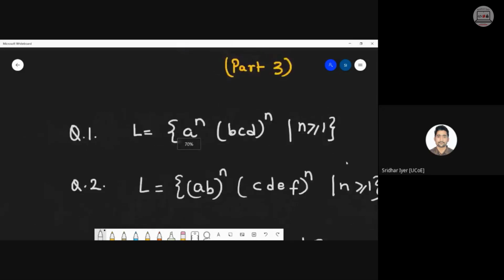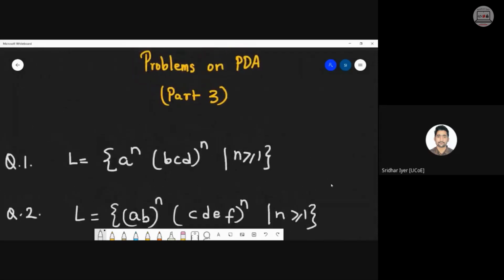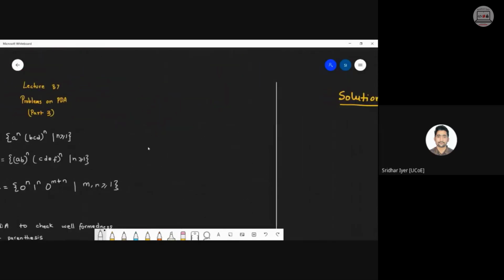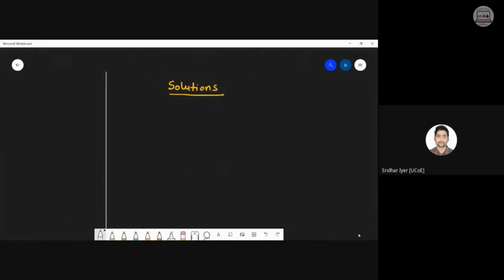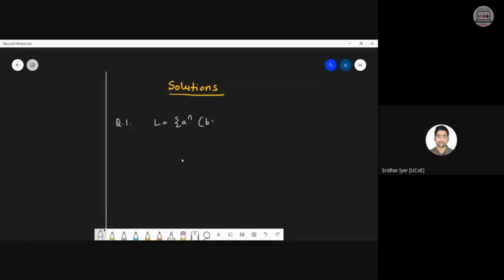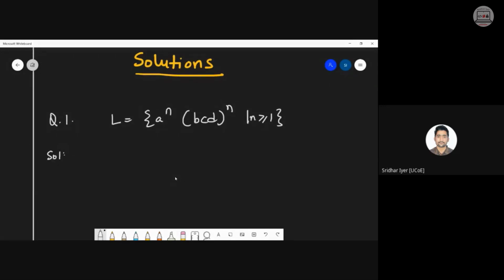Am I clear? So basically for the first B, we need to change our state. For the C, we need to change our state. And as soon as we reach D, we need to pop. Okay. So how will we solve this now? I'm writing it over here. a^n (BCD)^n, where n should be more than or equal to 1. This is the question. So the logic is somewhat like this. Let me write it down.